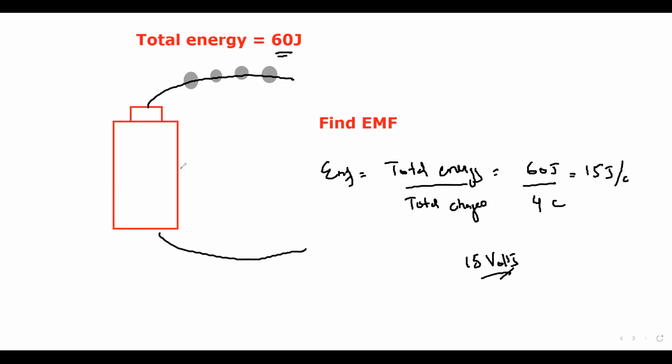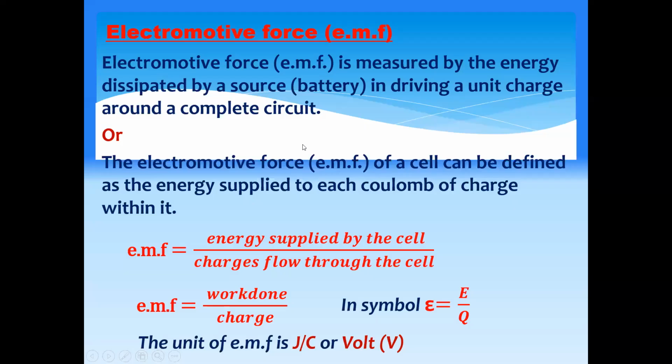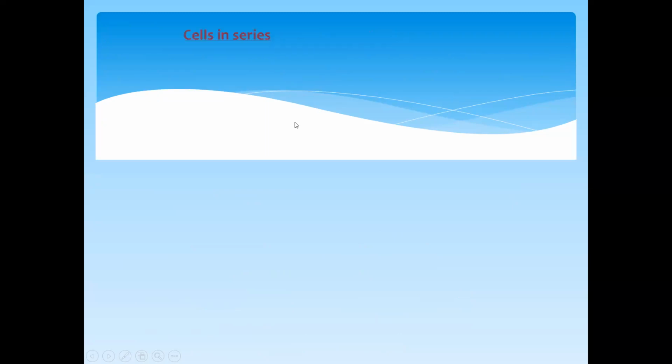Volts also has the same meaning as joules per coulomb. So the EMF of this battery is 15 V. It means when one charge is coming out, the energy that charge is carrying is known as 15 joules per coulomb, or we can also say 15 volts. So electromotive force, or EMF, is the work done on a unit charge to move the charge around the circuit. You have to learn these definitions as well.